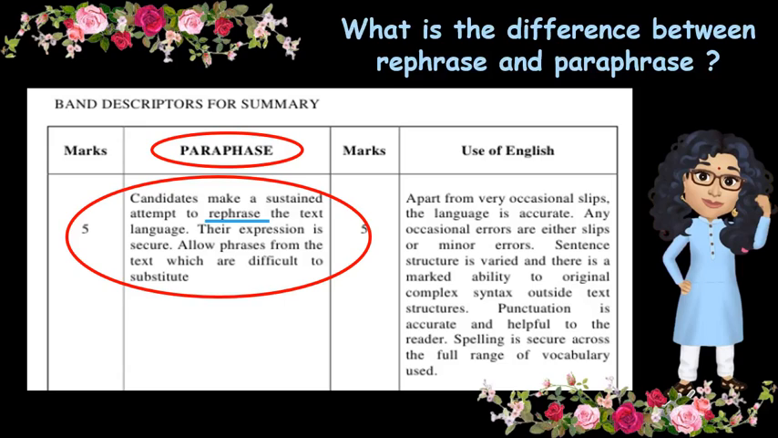Okay, I would like to show you some part of the marking scheme. If you see the marking scheme, they put up here paraphrase. But inside here, this is for 5 marks now: candidates make a sustained attempt to rephrase the text language. Their expression is secure. Allow phrases from the text which are difficult to substitute. It means rephrase is one of the methods under the bigger umbrella called paraphrase. So you're not supposed to do major changes here, but you have to rephrase. I'll explain to you about rephrase in the next slide.